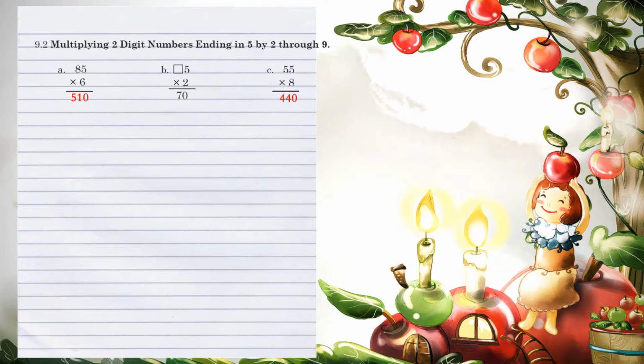Example B. We have a missing number here. So let's start our process by multiplying the first two sets of numbers. 2 times 5 is 10. That's where the 0 comes from. We would carry the 1. So 2 times what number plus 1 equals 7? Well, if we take the 1 away, that means we are working with 6. And we know that 2 times 3 equals 6.